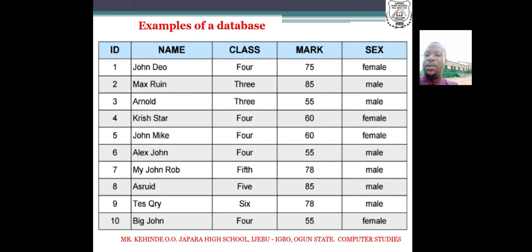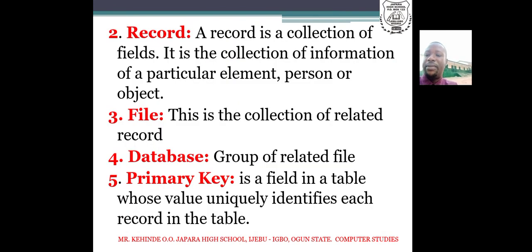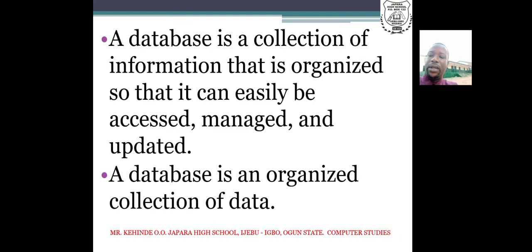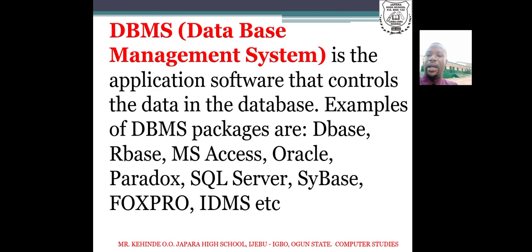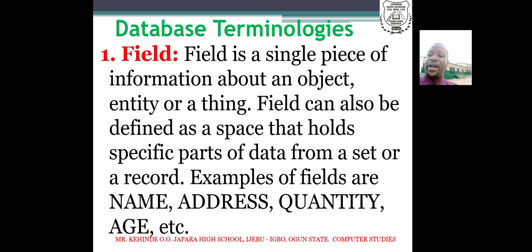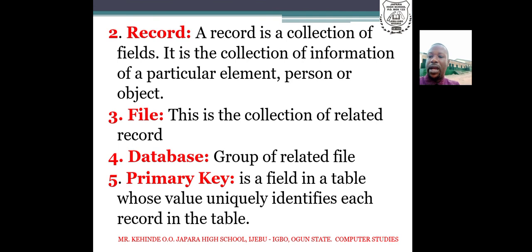So far so good. Today we've looked at the definition of a database and the terminologies associated with it. We said the database is a collection of information that is organized so that it can easily be accessed, managed, updated, and also used for decision making. We equally said that a software that controls the data in the database is what we refer to as DBMS. Then we defined various terminologies associated with database: field, record, file, database, and the primary key.